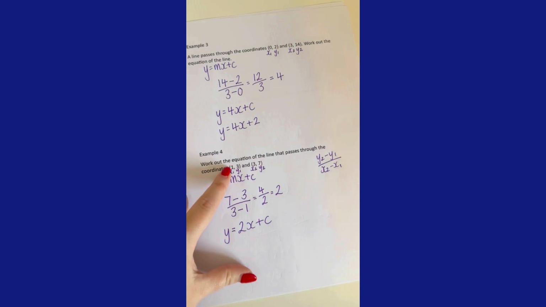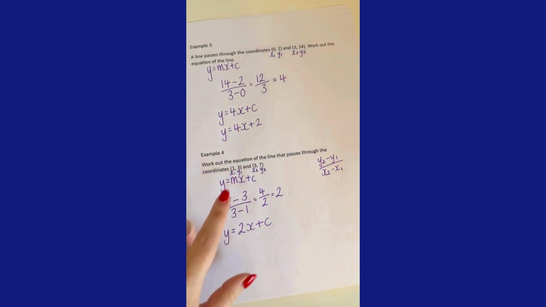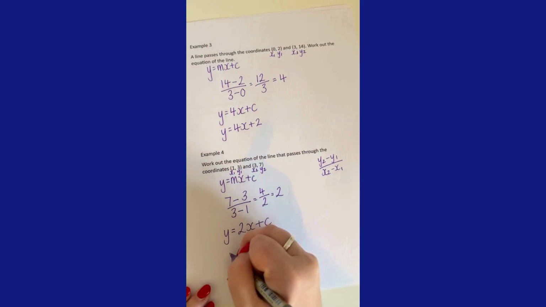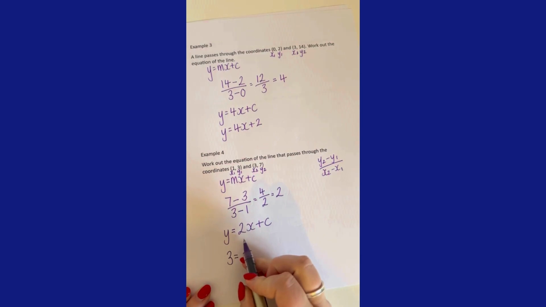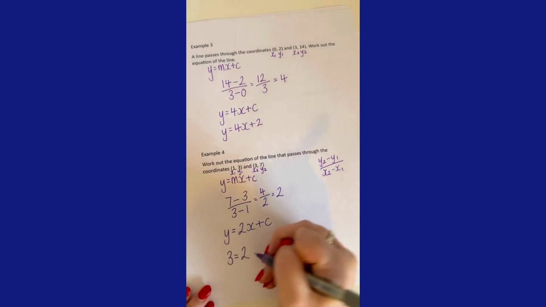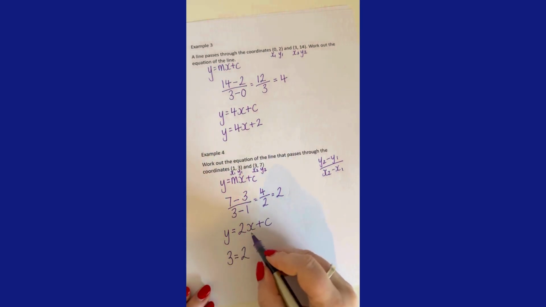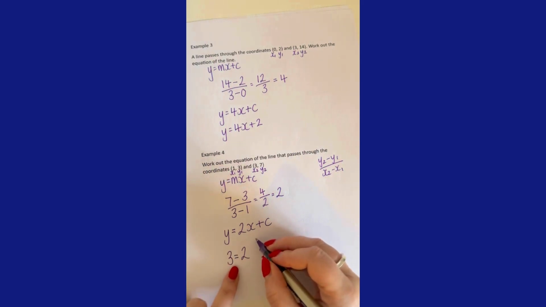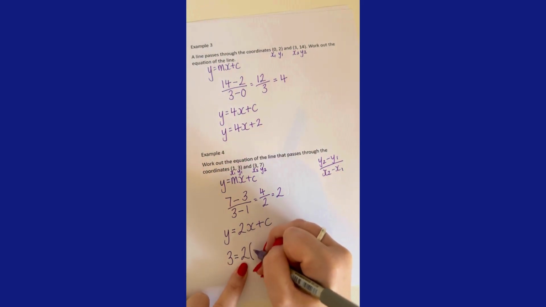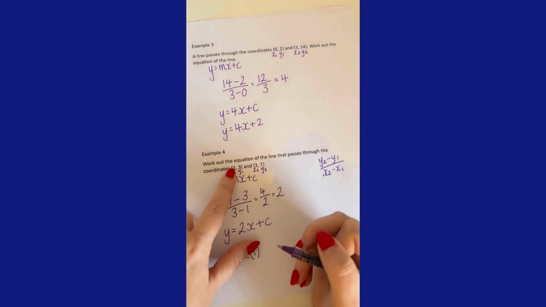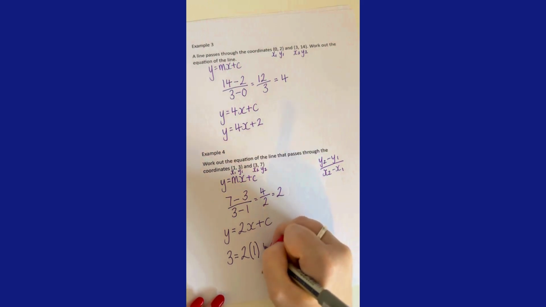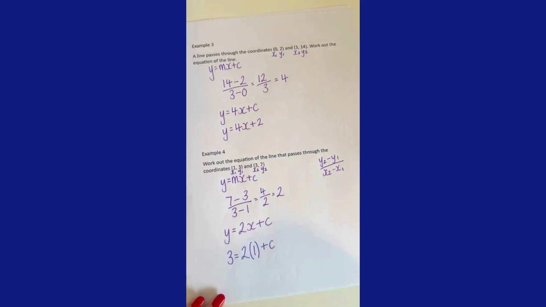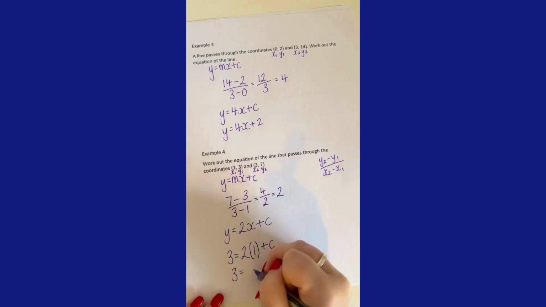So if I use this one here, 1, 3, I know that my y coordinate of that is 3. So I'm going to substitute that in for y. So I'm going to say 3 equals. Now I know my equation of my line starts with 2x, because that's what my gradient is. I also know from this coordinate my x value is 1. So I'm going to say 3 equals 2, and then I'm going to replace my x with the x coordinate from this point here, which is 1. And then I'm going to say plus c. Then all I need to do is simplify this. 3 equals, well, 2 lots of 1 gets me 2 plus c.